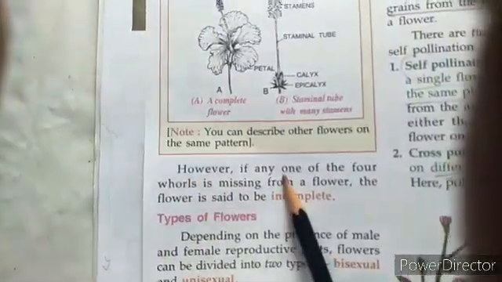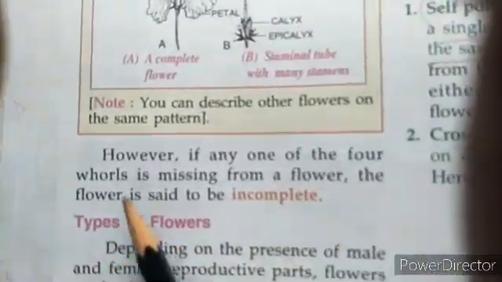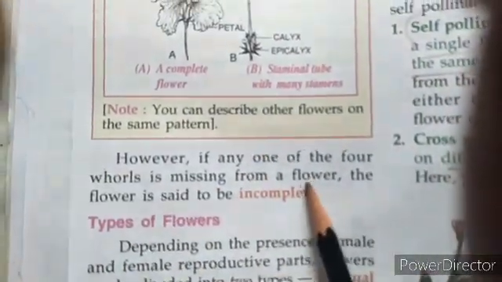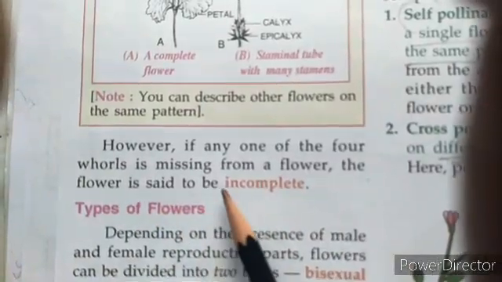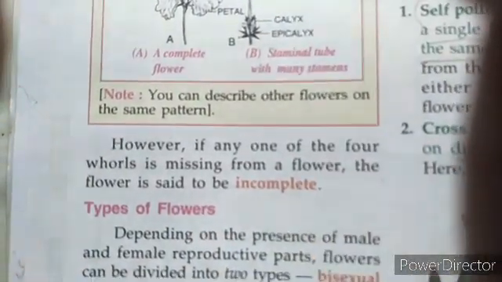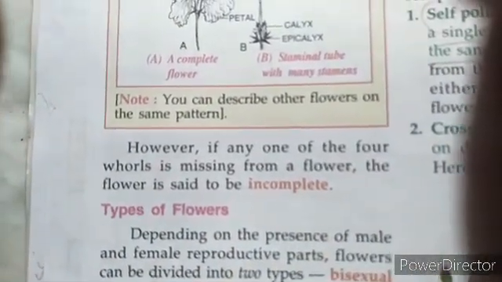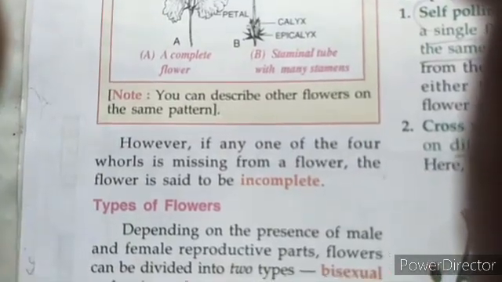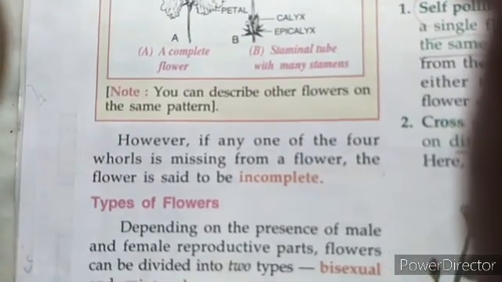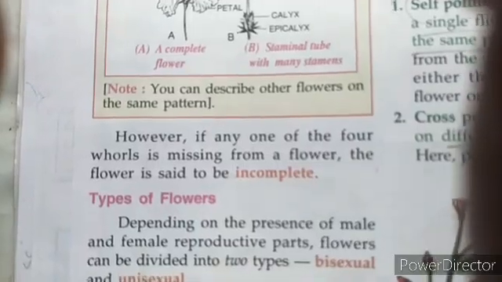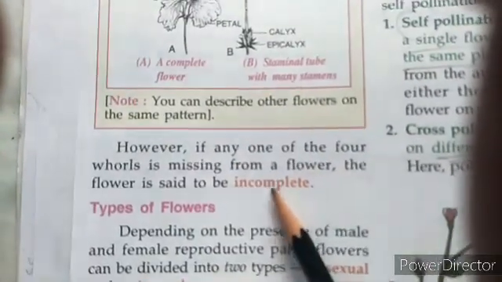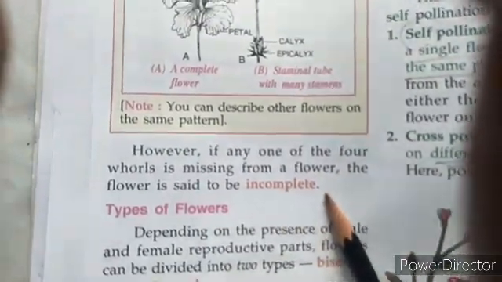However, if any of the four whorls are missing from the flower, then such a flower is known as an incomplete flower. So if any of the four whorls, that means calyx, corolla, androecium, gynoecium, are missing from a flower, such a flower is known as an incomplete flower.